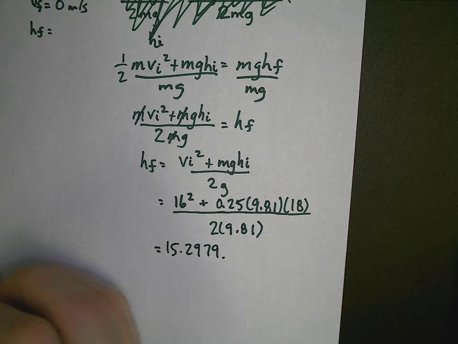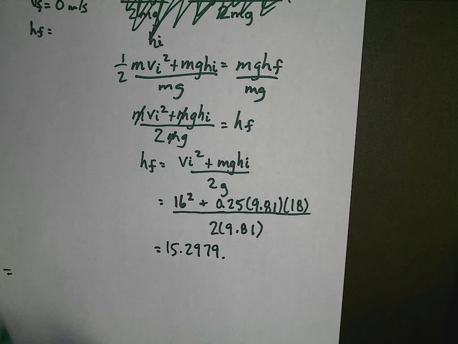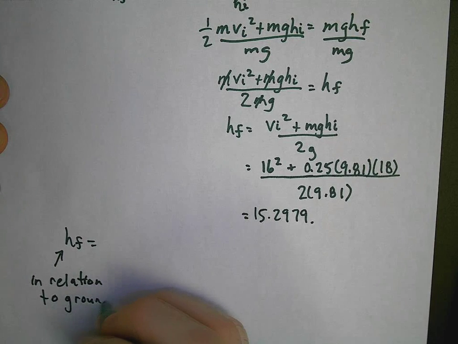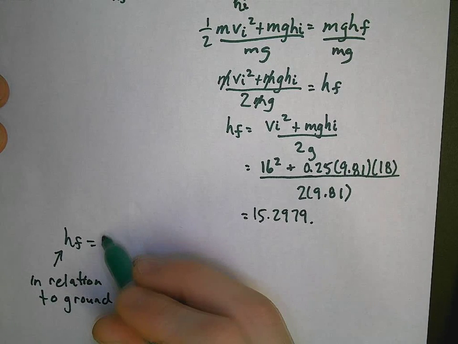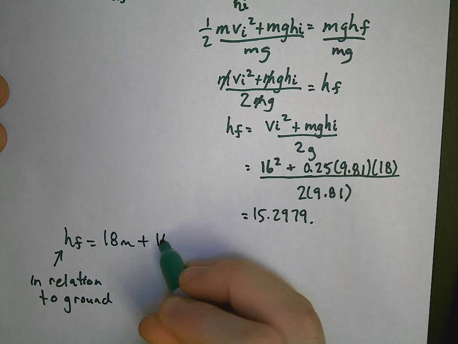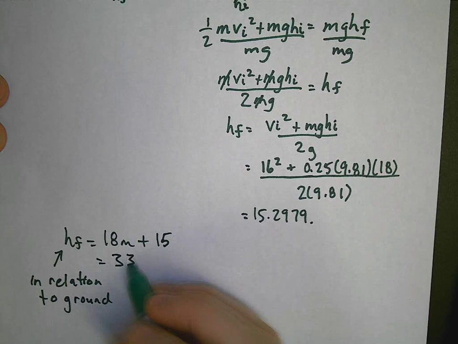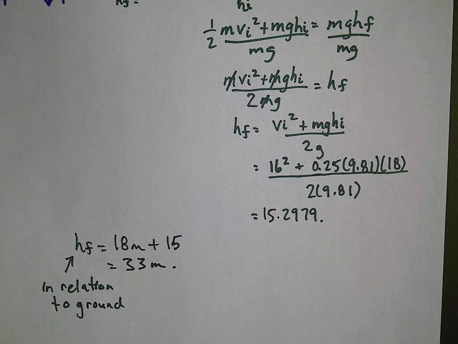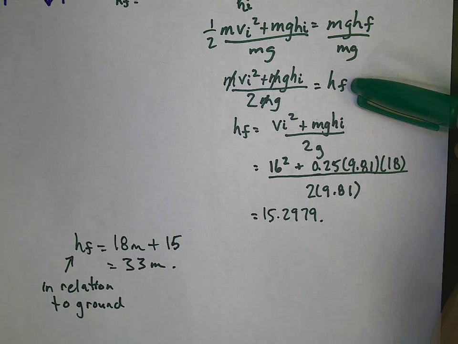So therefore, the maximum height of this ball in relation to the ground will be 18 meters plus 15 meters, which will be 33 meters altogether. And in relation to the building, it would be 15 meters high. Please do forgive me yet again for that one little mess up there, and I hope that you see that we can easily calculate hf with our conservation of energy.